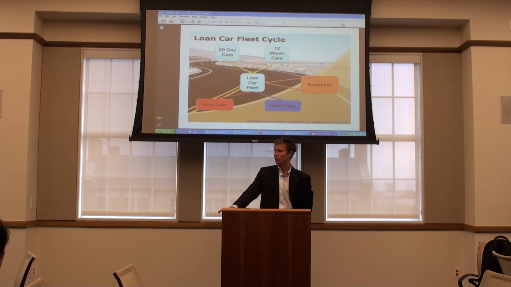This is the loan car fleet cycle. The cars in the loan car fleet come from two different areas. They're called 90-day cars and 12-month cars, and depending on which it is, you get different rebates from GM.